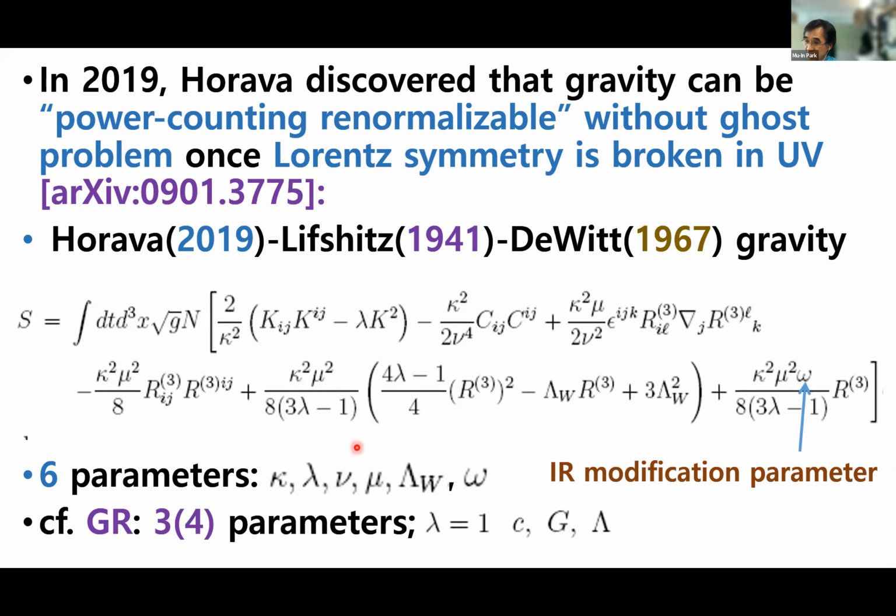We call this the IR modification parameter omega. So all together, we have six parameters: kappa, lambda, mu, lambda_W, and omega. In comparison, GR has four parameters, where lambda is already fixed to one. So altogether we have additional two parameters which need to be fit to our universe.